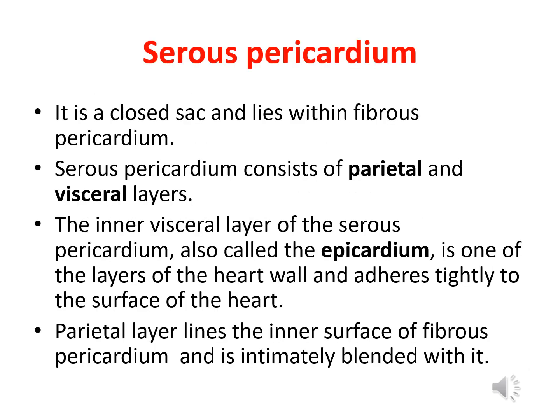Next, coming to the serous pericardium. It is a closed sac and lies within the fibrous pericardium. Serous pericardium consists of parietal and visceral layers. The inner visceral layer of the serous pericardium is also known as the epicardium. It is one of the layers of the heart wall and adheres tightly to the surface of the heart. The parietal layer lines the inner surface of the fibrous pericardium and is intimately blended with it.